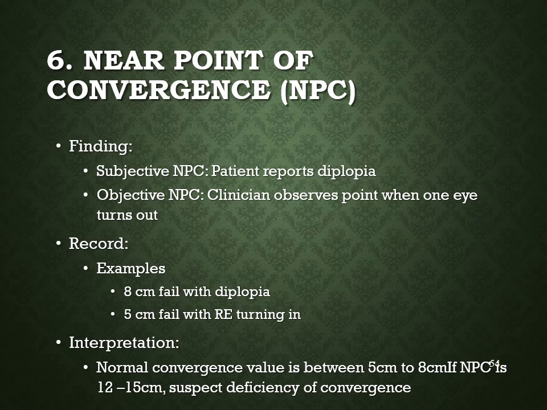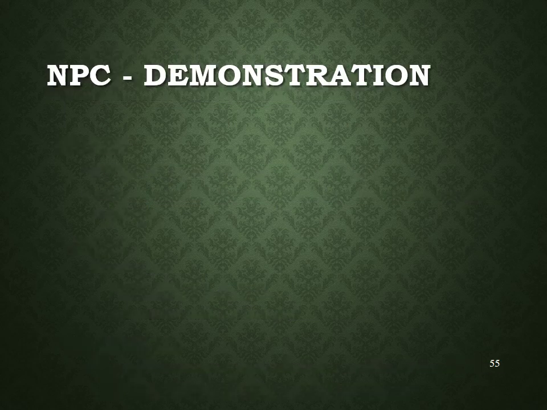For interpretation, the normal convergence value is between 5 to 8 centimeters. If the NPC is 12 to 15 centimeters, convergence deficiency is suspected. For the NPC demonstration, please refer to the iFolio. I have uploaded the video for the near point of convergence demonstration.